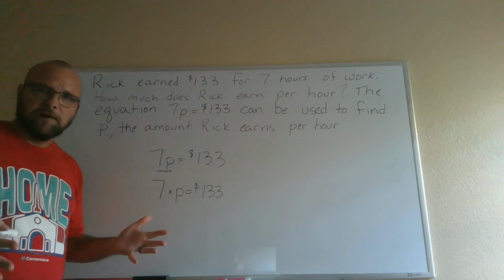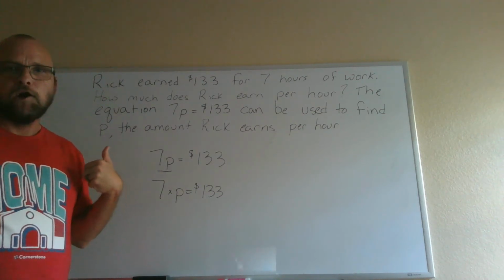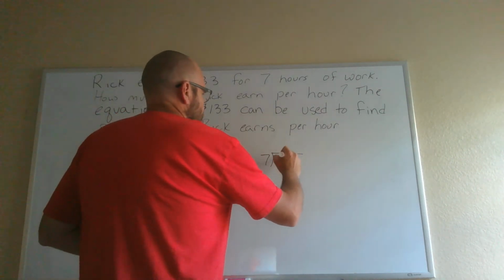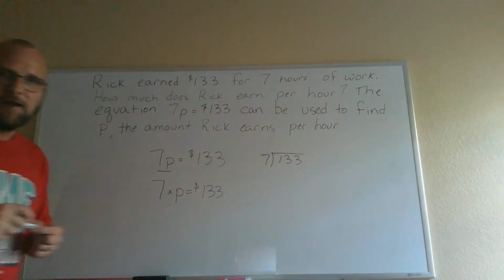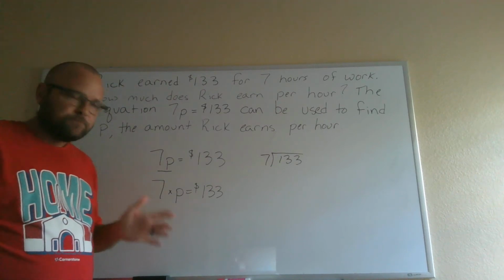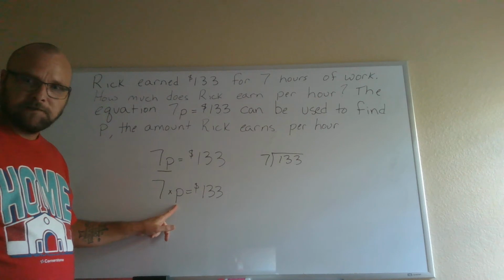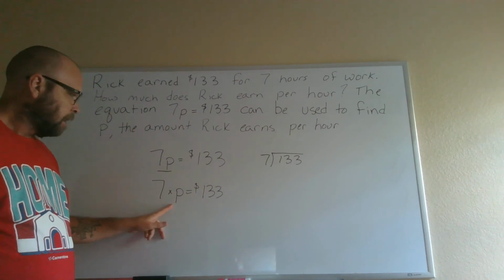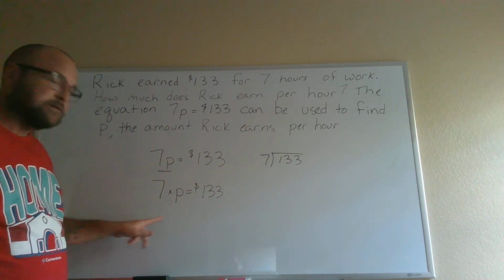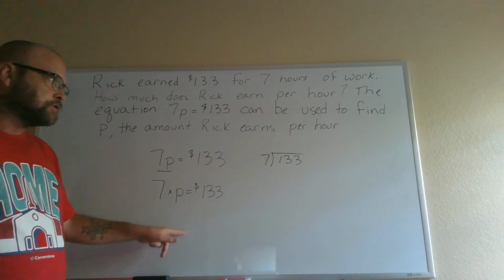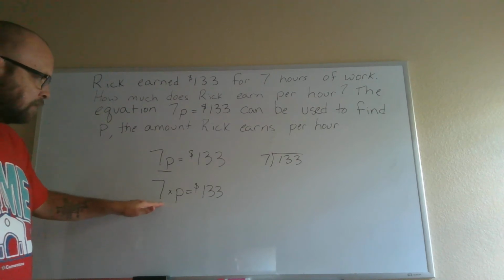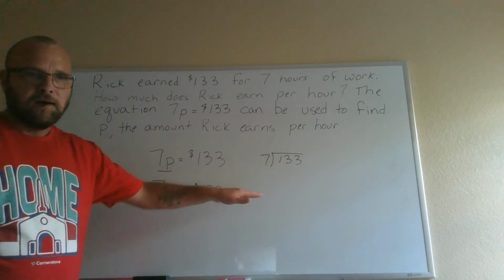Now I have a couple choices on how I can do this. I had people tell me they are not good at dividing, and that's going to tell me how much that Rick earns per hour. If you don't like to do the dividing, you can always take your 4 answer choices, whatever those are, I didn't write them down, and you can replace p with that. So 7 times 9, see if that equals 133. Or just go through and see which answer choice, if you replace it with p when you multiply by 7, would give you 133. I'm going to show the division way.